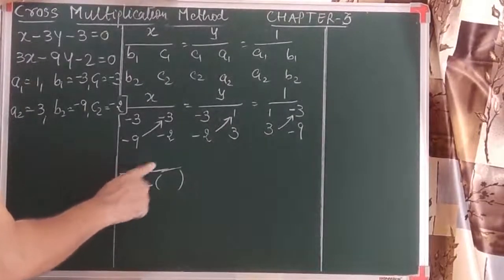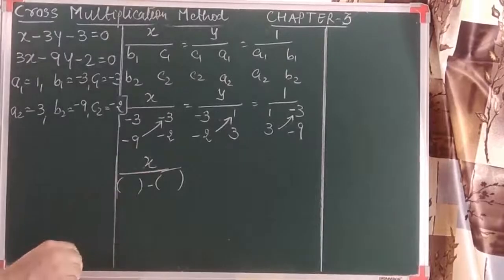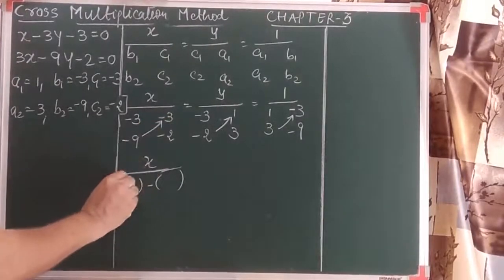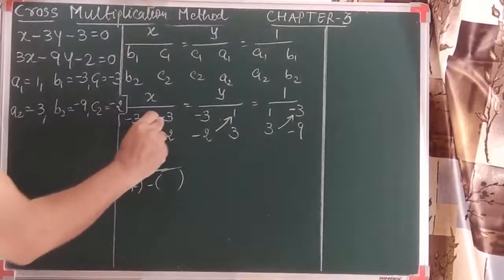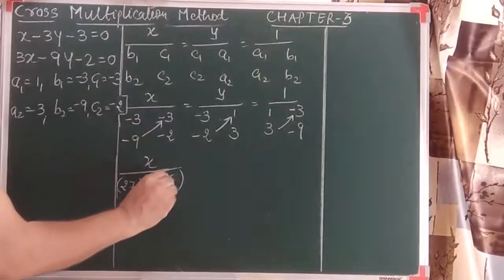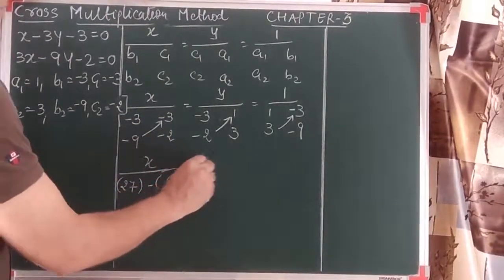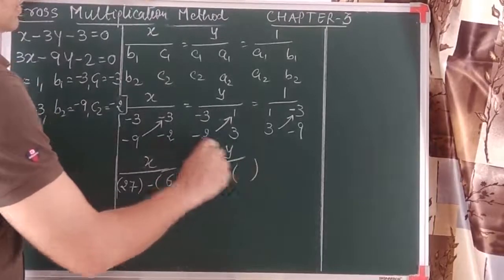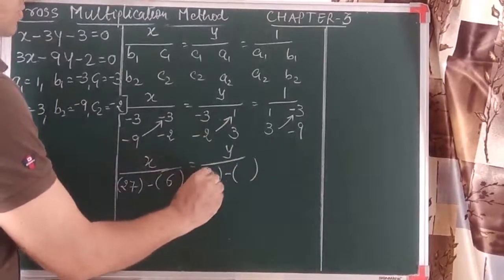Remember friends, here the students sometimes write directly and make a mistake in the sign. But we'll never write this step directly. So 9 3s are 27, plus minus, sorry, minus minus plus. 3 2s are 6, again minus minus plus. Then y upon, again the 2 bracket and the sign is minus. 2 1s are 2, 3 3s are 9.